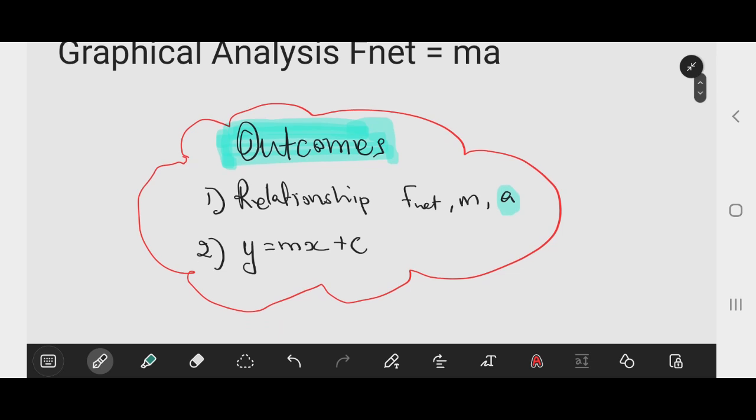According to Newton's second law, the acceleration that the object experiences due to a net force is directly proportional to the net force that is applied on the object, and it is inversely proportional to the mass of the object. So when a net force is applied, the object will accelerate in the direction of the net force, and the magnitude of that acceleration is directly proportional to the net force and inversely proportional to the mass of the object, right?